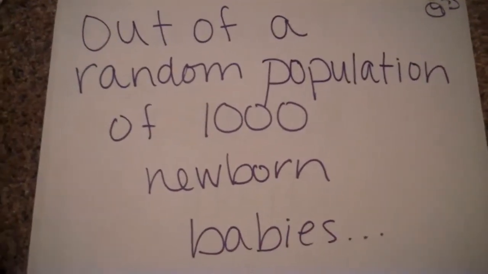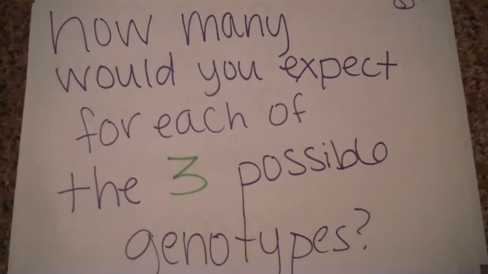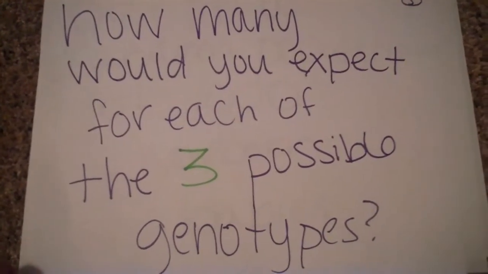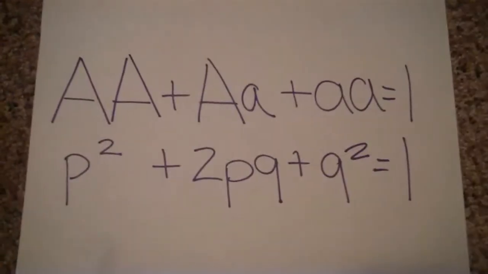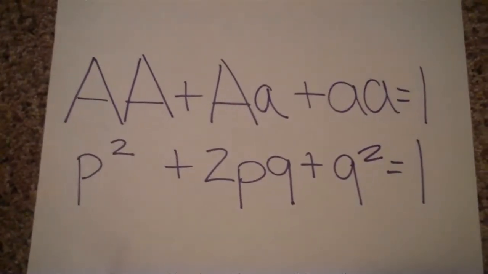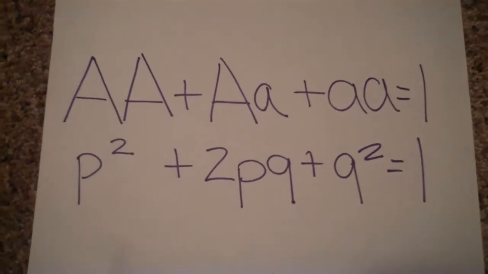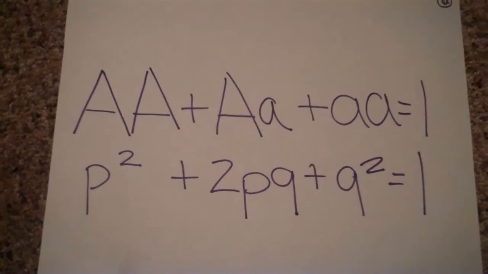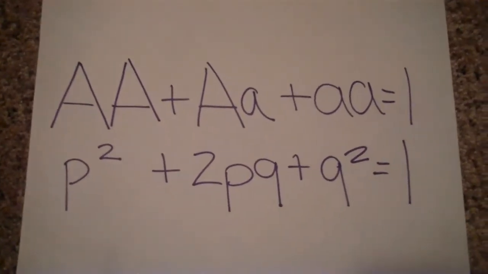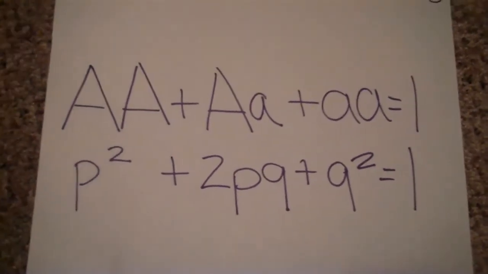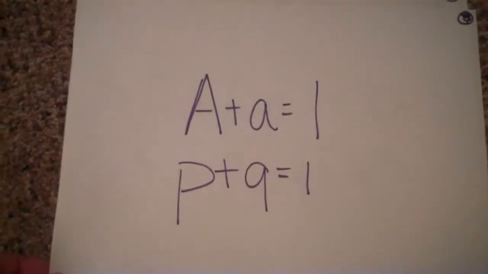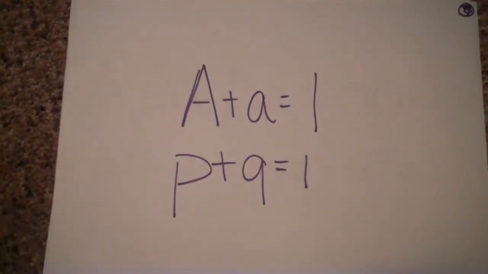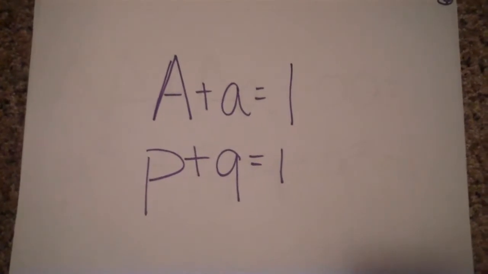Out of a random population of 1,000 newborn babies, how many would you expect for each of the 3 possible genotypes? Let's figure it out. First, you would need to write out all of the equations. The first one would be big A plus big A plus little a, or p squared plus 2pq plus q squared. And the other one is big A plus little a equals 1, or p plus q equals 1.